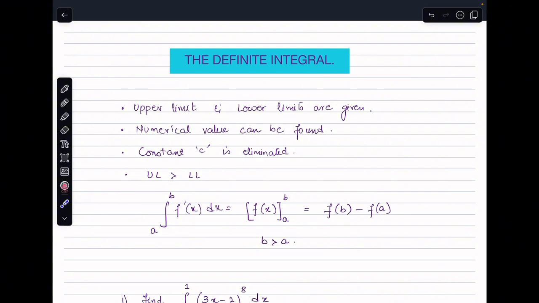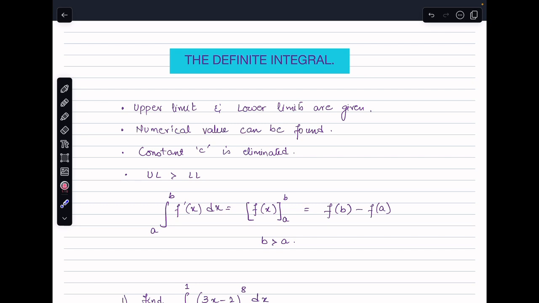Then the constant c, which we add in integration. For definite integrals, the constant c is eliminated. And the last thing to remember is that upper limit has to be greater than the lower limit. Upper limit has to be greater than the lower limit.